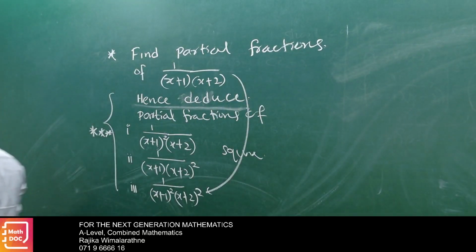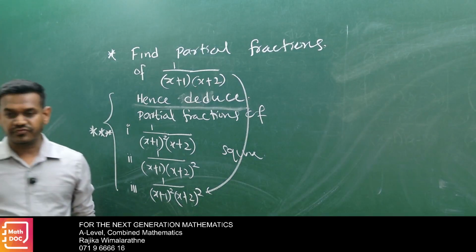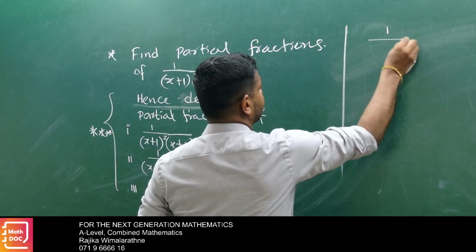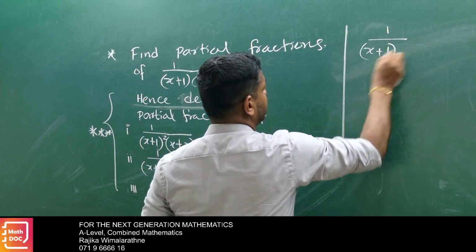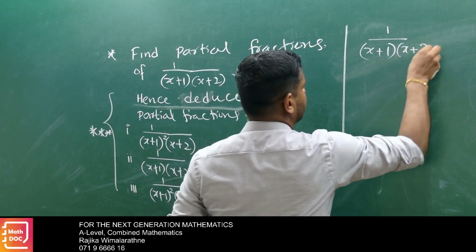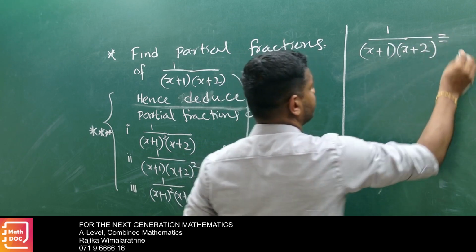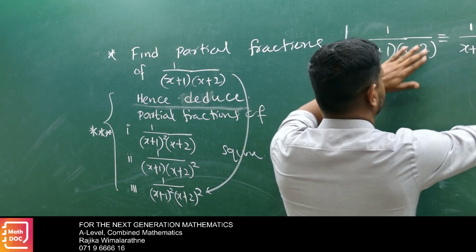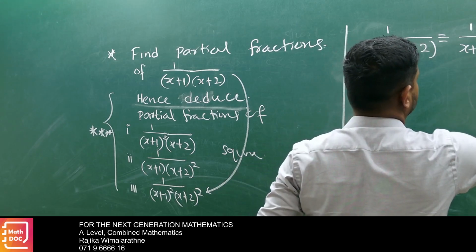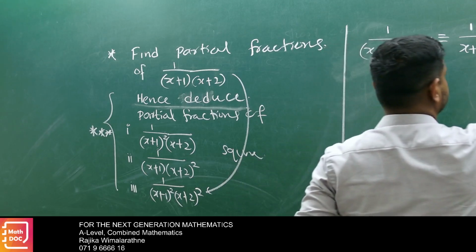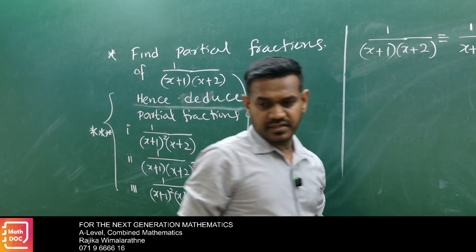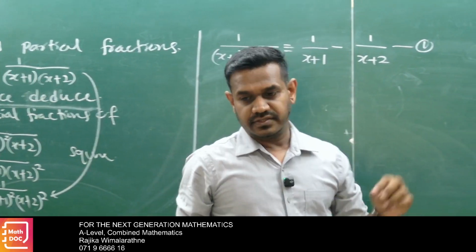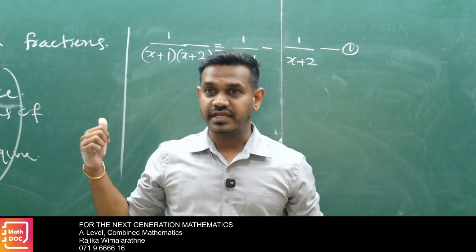Okay, check it. If you have doubt, do with me. 1 over x plus 1, x plus 2. You know how to get partial fraction for this now? Here the partial fraction. Okay, that is our partial fraction. So I did it once, okay.